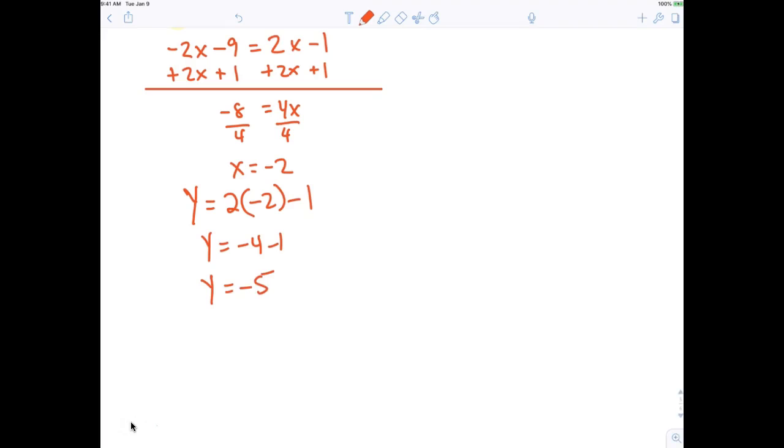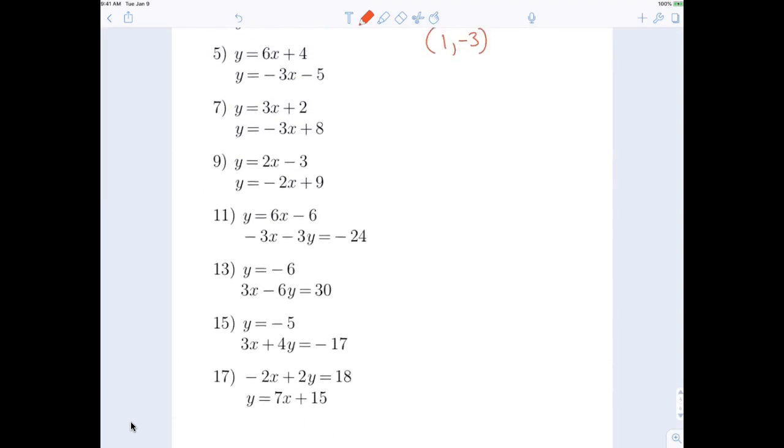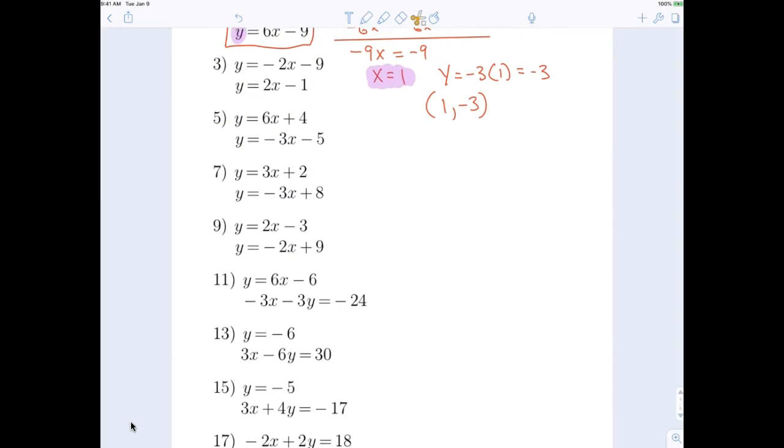So if I were to graph those two lines, they would intersect at what point? -2, -5. All right, anybody have any questions with that? All right, so that was number 3. Now I'm going to grab number what? I'm going to grab number 5.